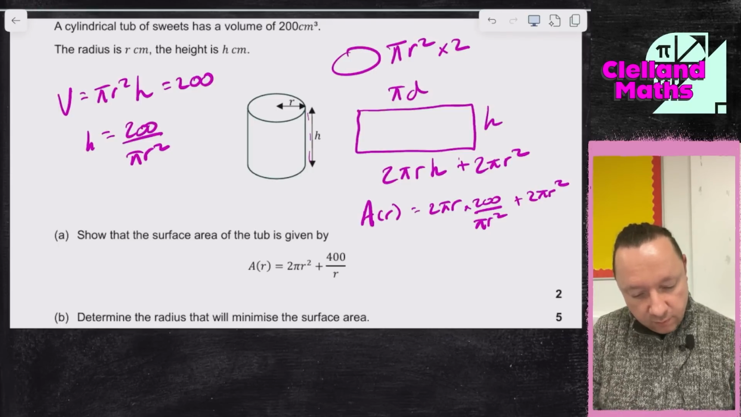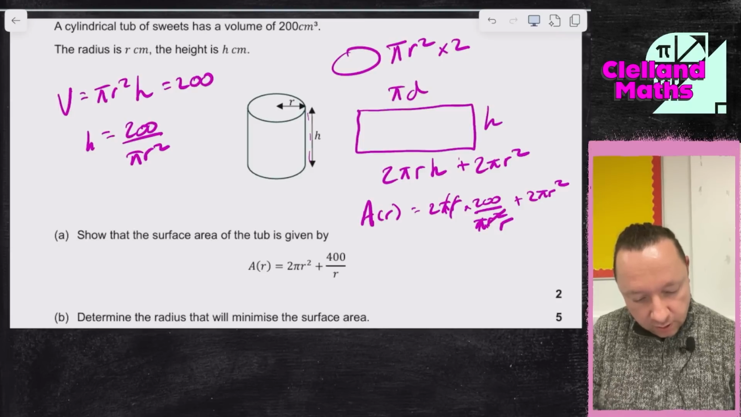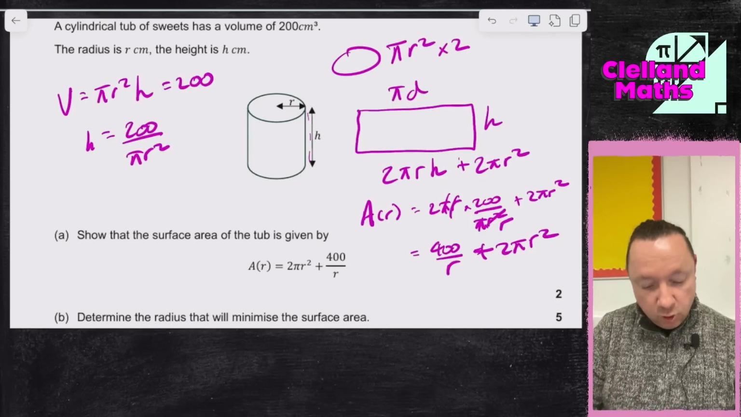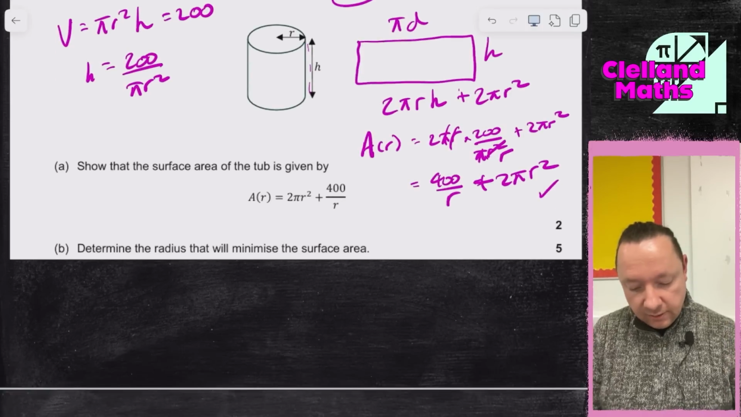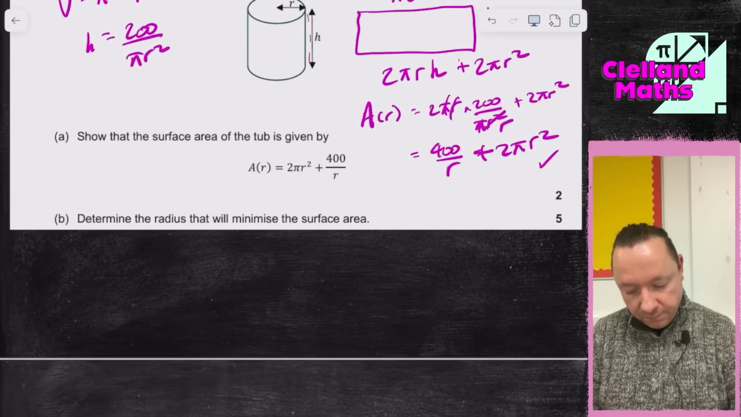So what does that give me? Well, pi cancels with pi, and r cancels with an r. 2 times 200 is 400. So that's 400 over r plus 2 pi r squared. What does it exactly say? It was 2 pi r squared plus 400 over r. So I'm done there. Determine the radius that will minimize the surface area.